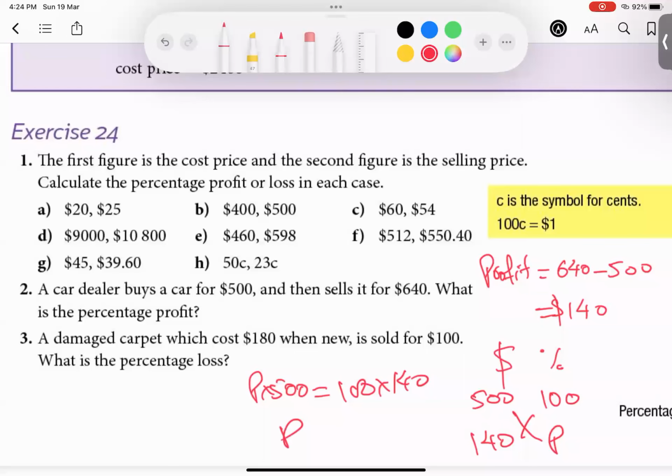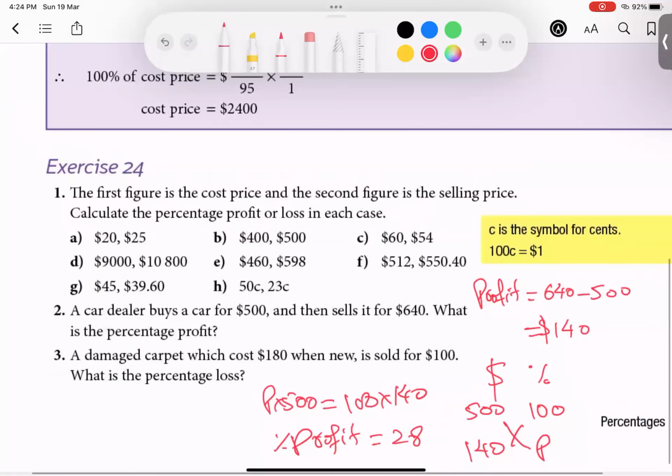I will show you the other way too. So 100 times 140 divided by 500, and my answer is coming very clear. Profit percentage is equal to 28%. I got it. This is way number one.